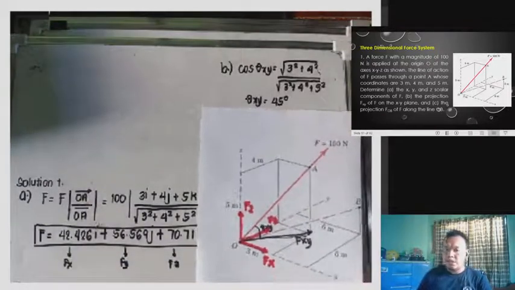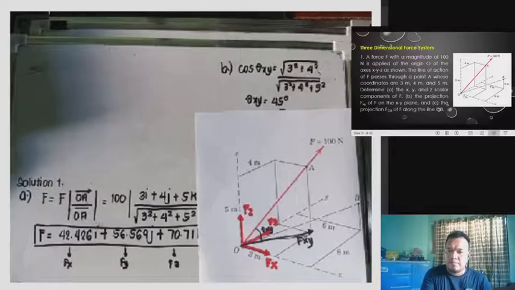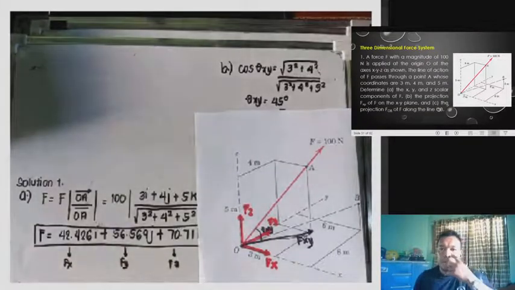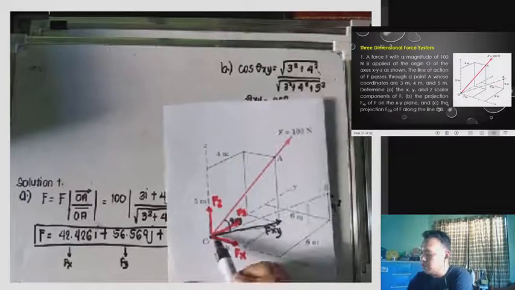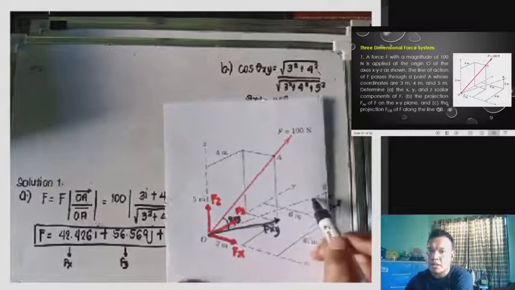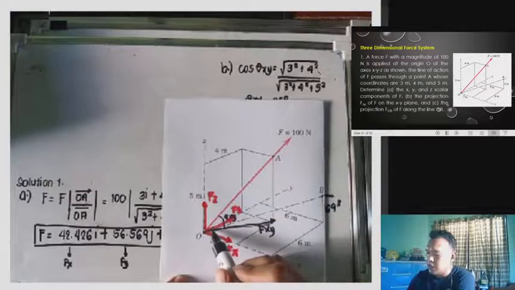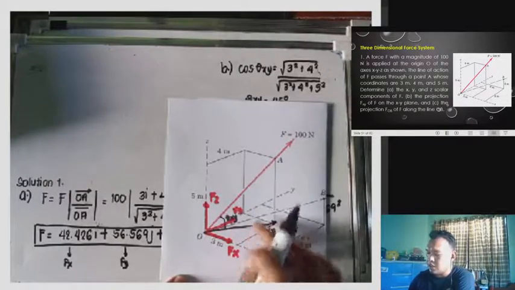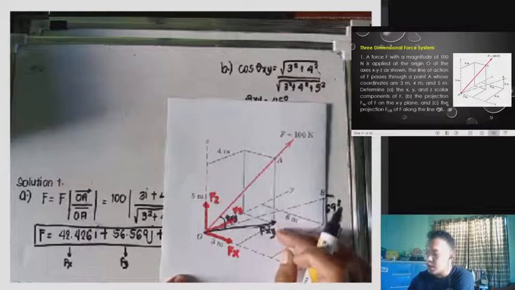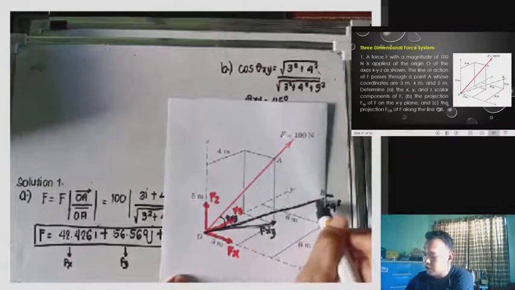Okay, so for letter C, the question is the projection FOB of F along line OB. So we have here line OB. This one is line OB. This means that, just like earlier when we transferred the component Fxy from 100 to Fxy, now we will transfer the 100 from OB.